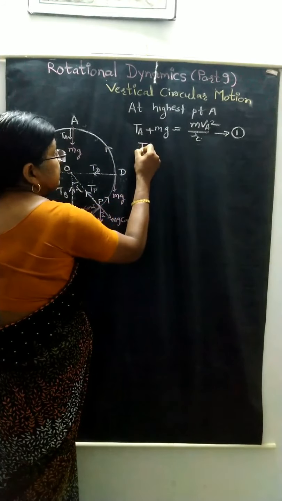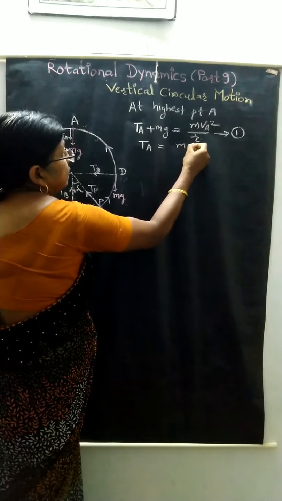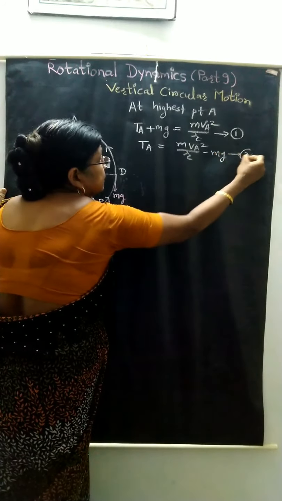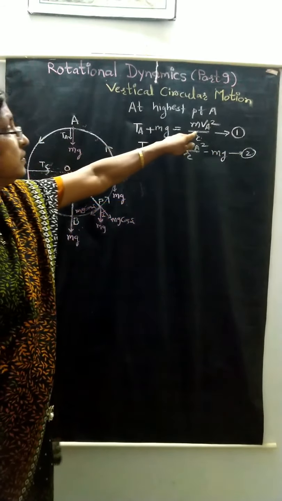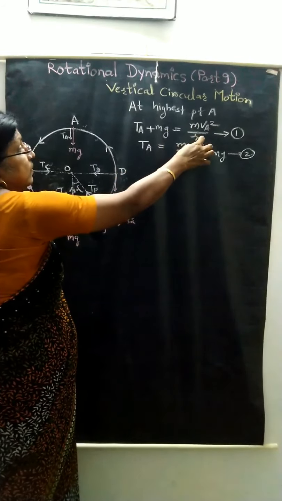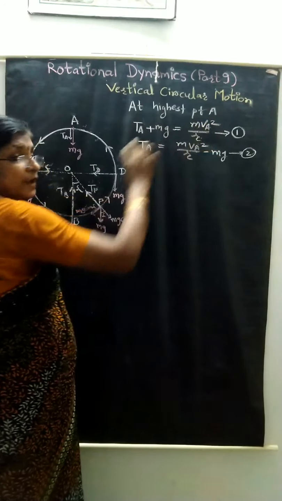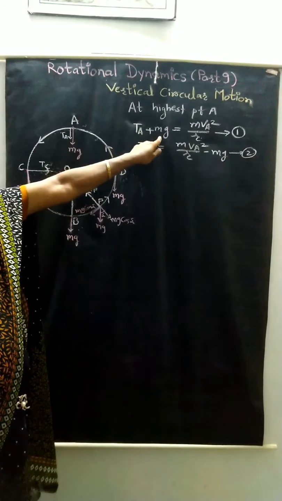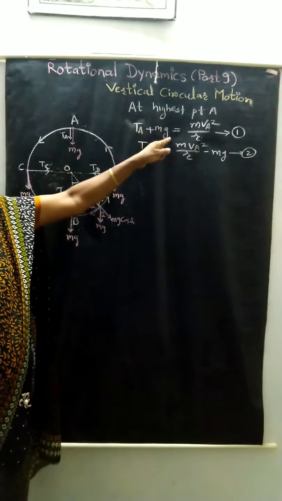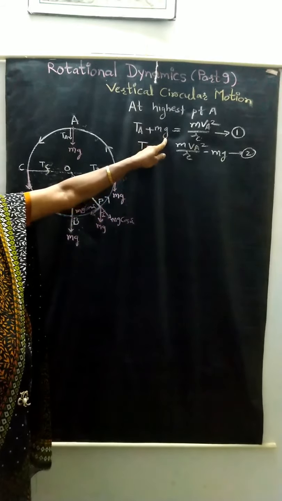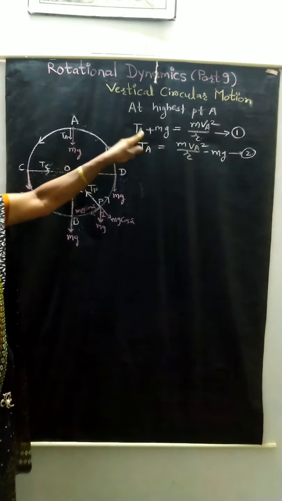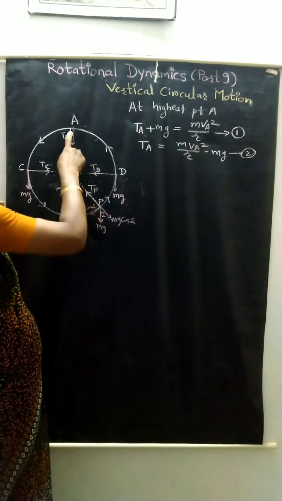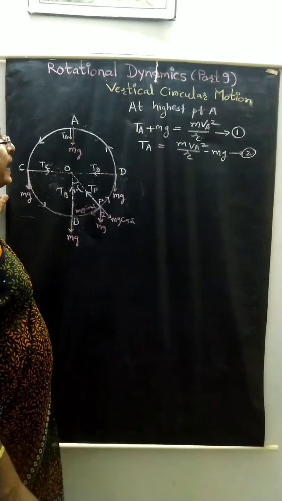So Ta can be written as mVa square by r minus mg. This is equation number 2. Now from this equation, if we have to calculate the minimum velocity, then on the other side there is mg and Ta. So mg, the weight of the object, can never be 0. Therefore, mg is constant. Only the tension can be reduced. So here from the figure we are marking that the Ta has least value at point A. So at point A, Ta can become 0.